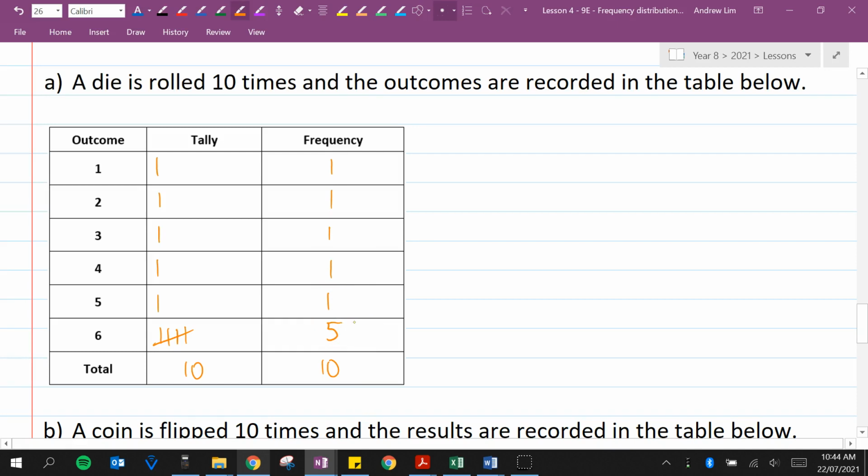If the question said, how many times did the die roll at least a 3? At least a 3 means 3 or more. So we're going to add all of these numbers together, which is 8. Or if the question said at most a 4, that means 4 or less. We can't go more than 4. At most 4. That means we need to add all of these ones, which is 4.